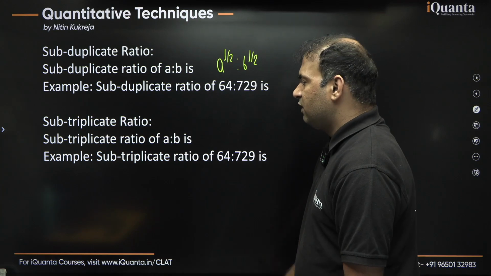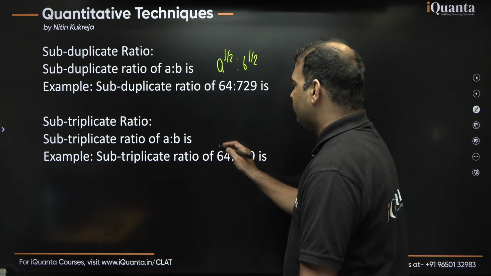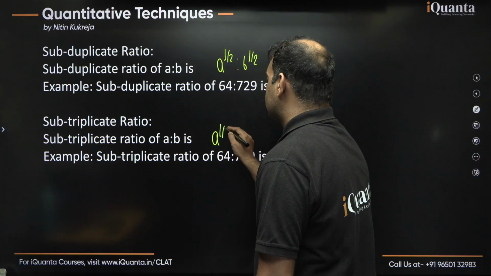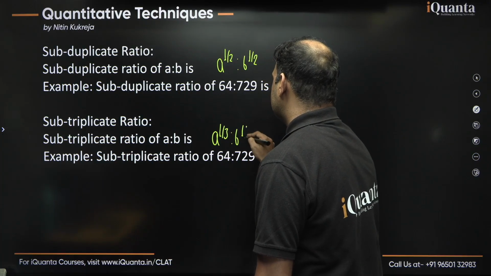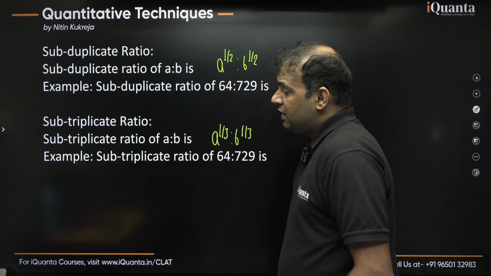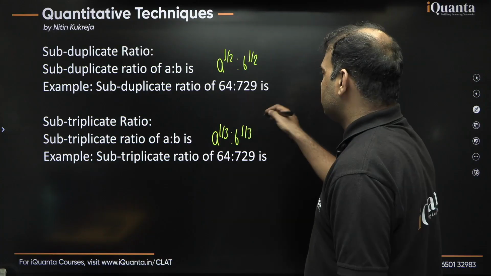Similarly, if we write the subtriplicate, this is a reverse of triplicate. In triplicate we found the cubes of the terms. Here we'll find the cube root of the terms. So it should be A raised to power 1 by 3 is to B raised to power 1 by 3. Simple as this.